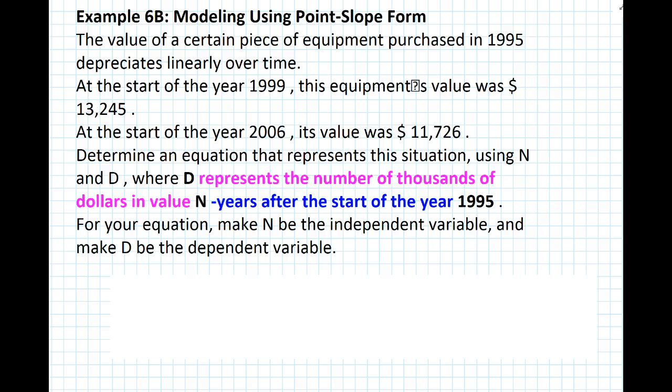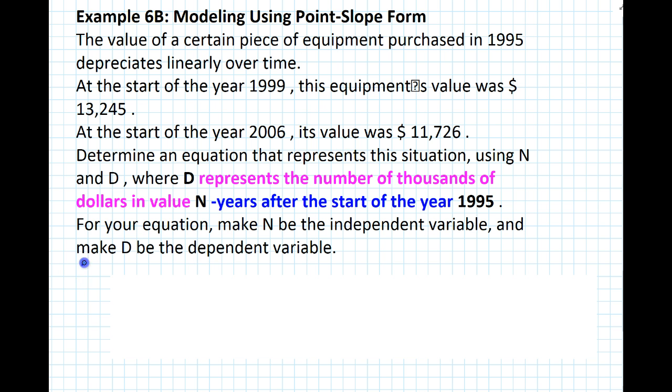Here's example 6b. The value of a certain piece of equipment purchased in 1995 depreciates linearly over time. At the start of the year 1999, the equipment's value was $13,245. At the start of the year 2006, its value was $11,726. Determine the equation that represents the situation using N and D, where D represents the number of thousands of dollars and value N years after the start of 1995. For your equation, make N the independent variable and D the dependent variable.